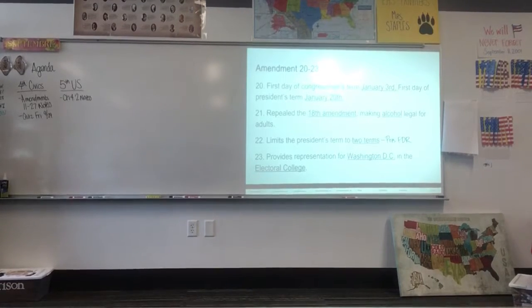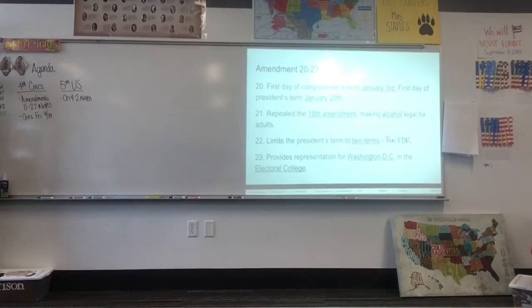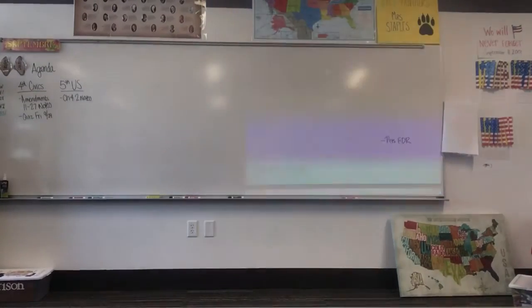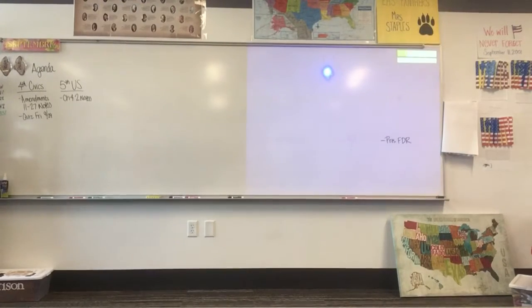And then Amendment 23, this provided representation for Washington, D.C. in the Electoral College. Washington, D.C. is not like a city in a state. It's its own entity. It's not within a state. It's technically its own thing. It's not a state. Even in the Miss America pageant, Washington, D.C. has its own Miss America candidate.